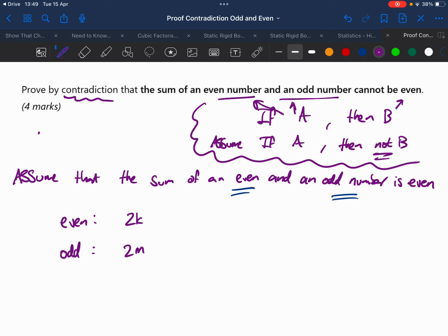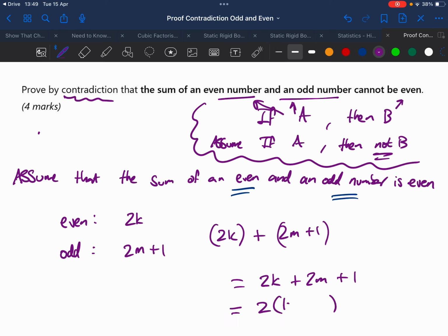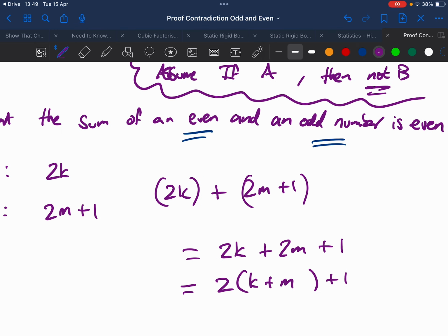2m plus 1. So if I have 2k plus 2m plus 1, it's not the most interesting thing in the world, is it? Because it's still 2k plus 2m plus 1. But if I factorize the 2 out, this is an odd number in front of me. So I've got an even plus a 1, which equals an odd number.